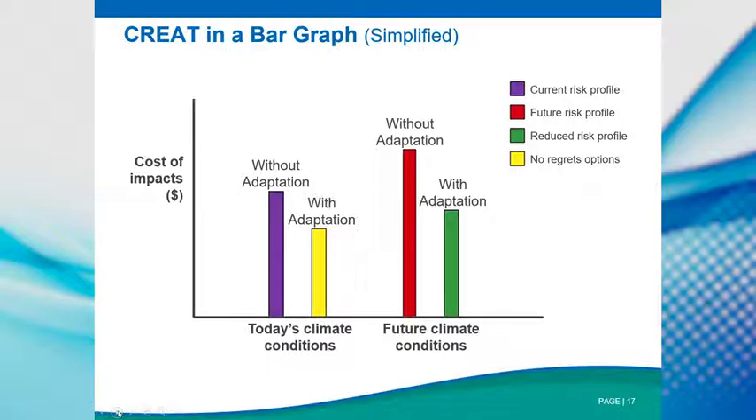As you can see on the x-axis, there are bars displaying the current climate conditions and bars showing future climate conditions. The y-axis shows the cost of impacts. Now, if you look at the purple bar, that shows the cost without adaptation, whereas the red bar shows how costs can increase if the climate conditions get worse. If you implement an adaptive measure, you can reduce the cost of impacts, as you can see with the yellow and green bars. The yellow bar is what we refer to as the no regrets option, because even if your climate conditions don't change or get worse in the future, there is still a monetized risk reduction.